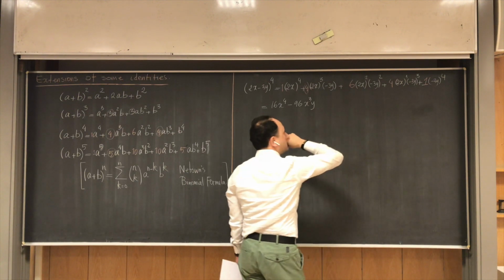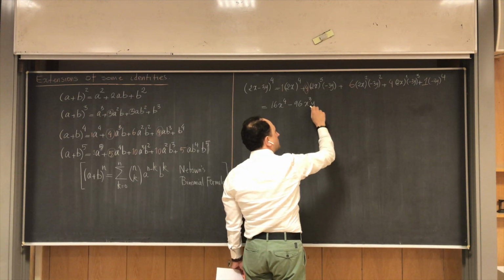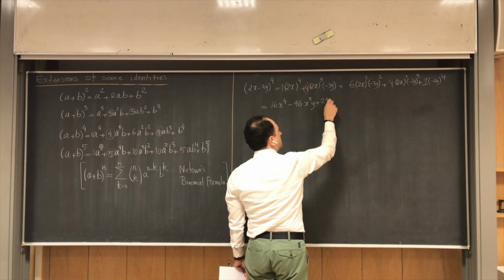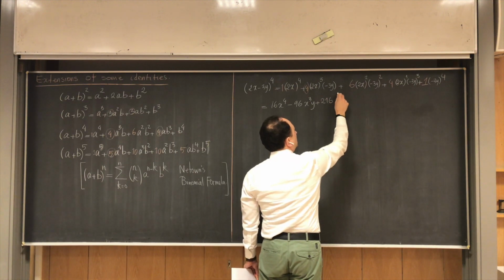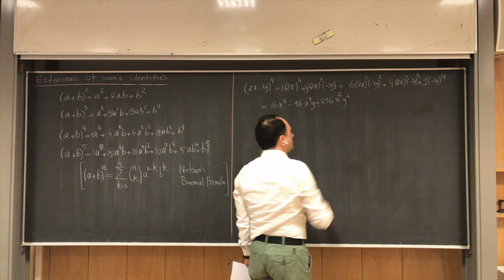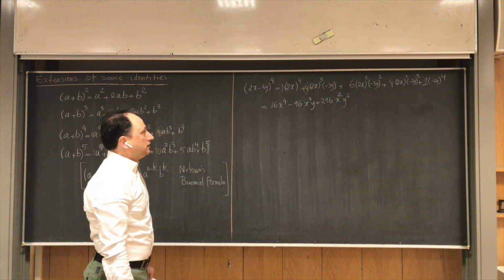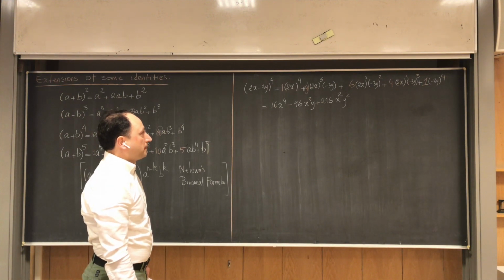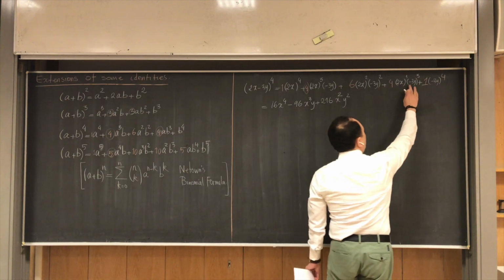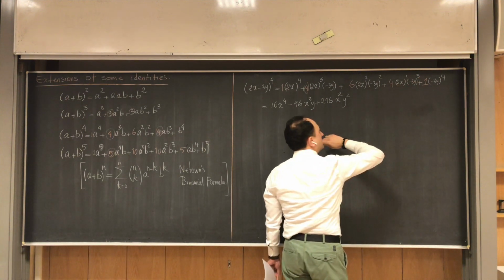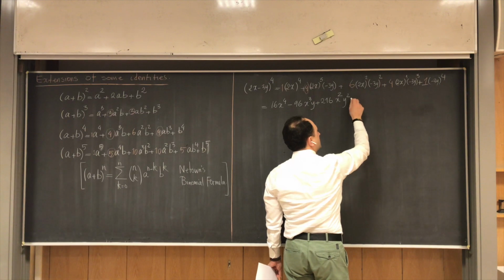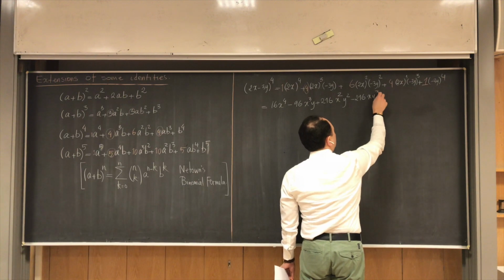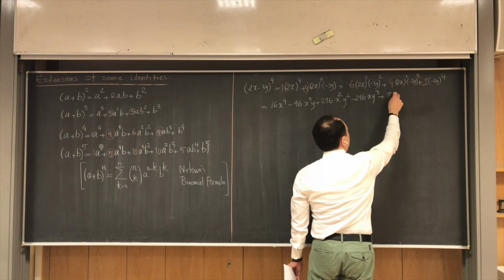36 multiplied by 6 is how much? 216, I suppose. Yes, is that right? x squared y to the 2. Let me double check. Yeah. Okay, and then this one, it's minus 27 times that 4 is minus 108, times 2 is again minus 216, x y to the 3, and finally minus 3 to the 4 is 81 y to the 4.